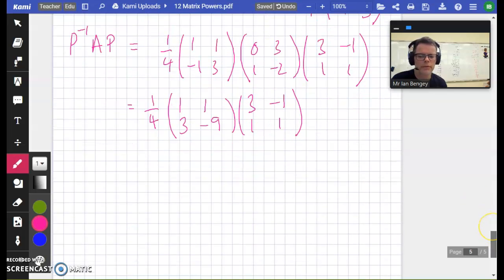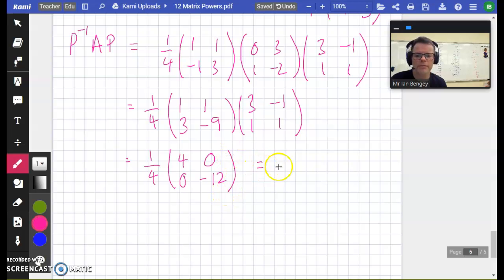Okay, and so then next, let's have a look. It's a quarter, and then we get 1 times 3 is 3, 1 times 1 is 1, that's 4. 1 times negative 1 is negative 1, 1 times 1 is 1, so that's a 0. 3 3s are 9, negative 9 times 1 is negative 9. Whoa, here we go, now the cool stuff's happening. 3 times negative 1 is negative 3. Negative 9 times 1 is 9, negative 12.